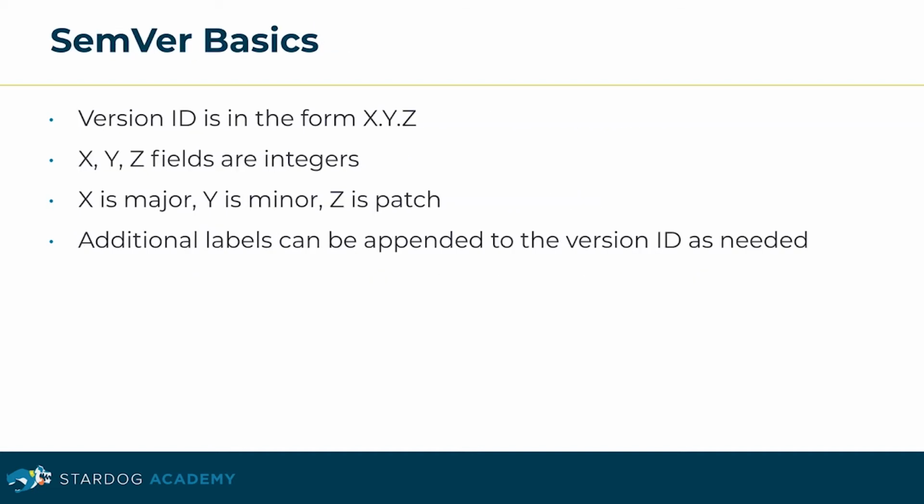So semantic versioning basics are as follows. A version ID is in the form of X.Y.Z, where X, Y, Z fields are integers. The X field is declaring a major change, the Y field a minor change, and the Z is a patch. Then additional labels can be appended to the version ID as needed.